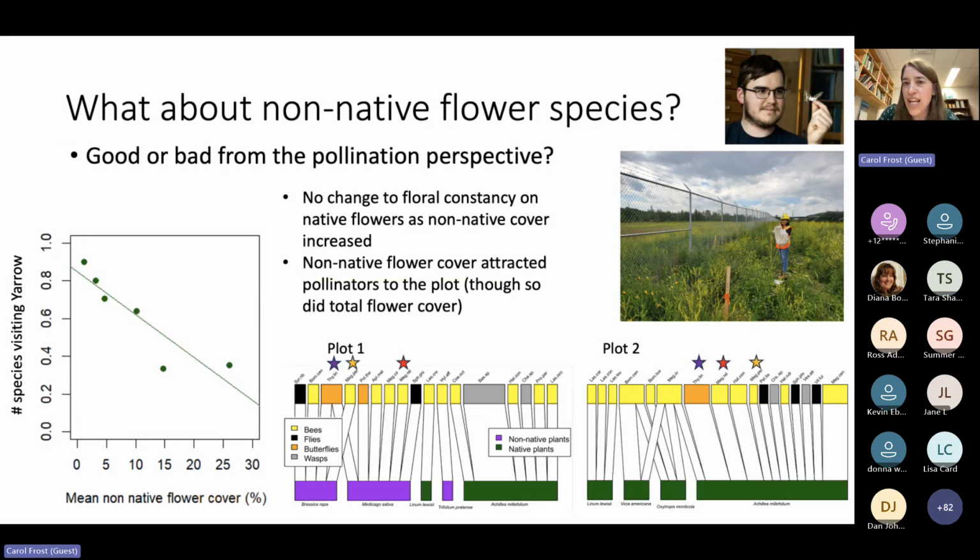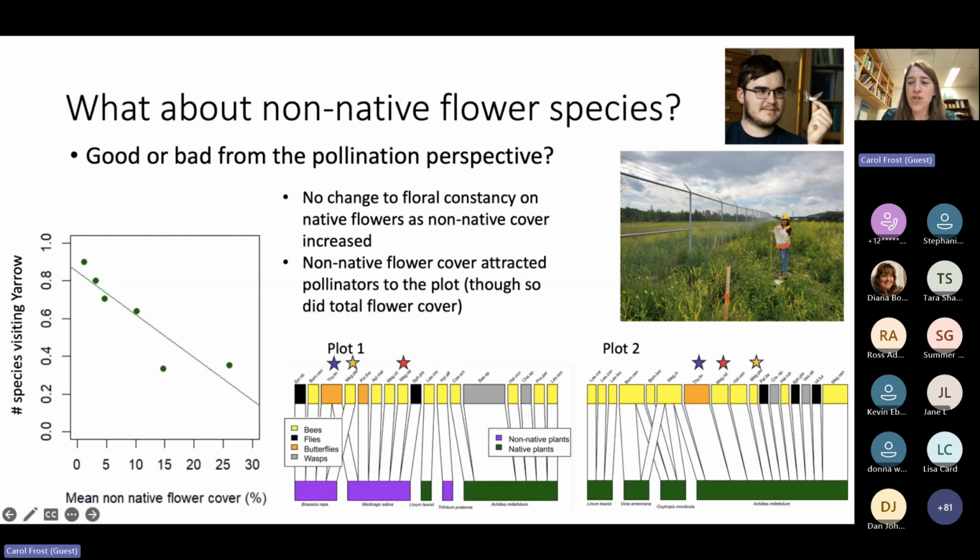Okay, I think I have like 2 minutes to talk about this, but I just wanted to address this since this is such a big issue in restoration for pollinators, non-native flower species. So are these good or bad from the pollination perspective and the pollinator perspective? This is work by my master's student Riley, and these results were mostly from my undergrad student Sam, because Riley's still doing her insect IDs.